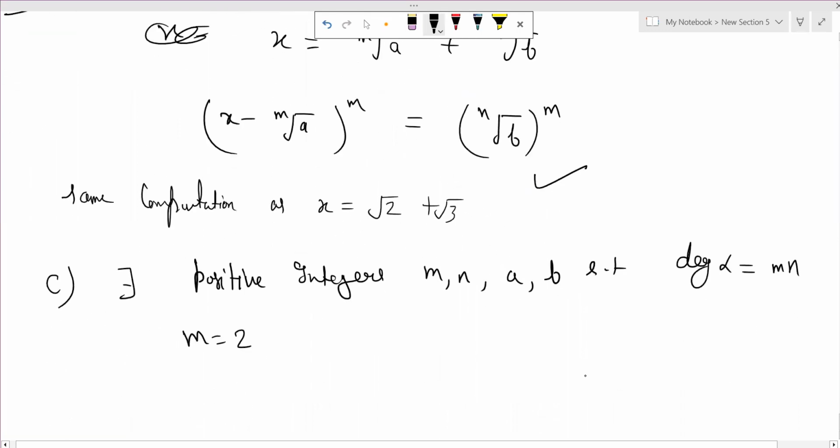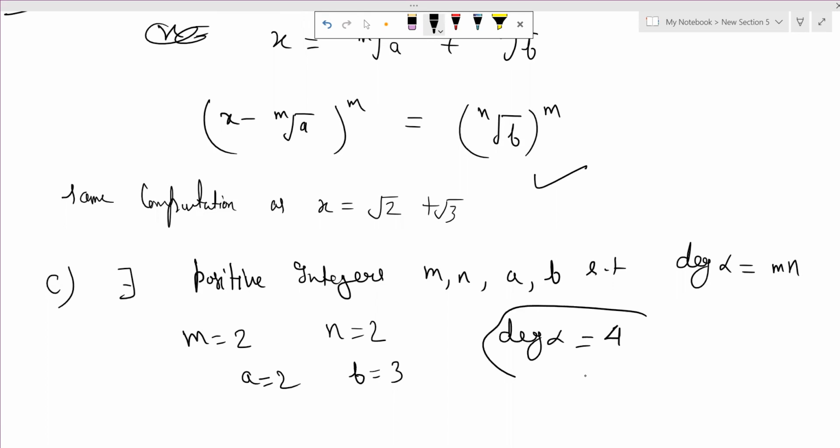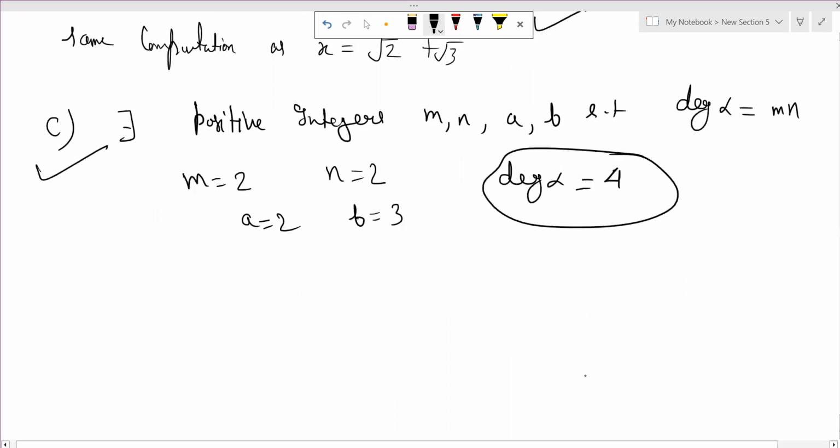You have to give a case, right? m equals 2, n equals 2, a equals 2, b equals 3. In that case, you know the degree of alpha is basically 4. We computed the degree of root 2 plus root 3 above. That's 4, right? So m times n is 2 times 2, that is 4. Yeah, this is the choice for m, n, a, b. There exist positive integers m, n, a, b such that the degree of alpha is strictly greater than mn.